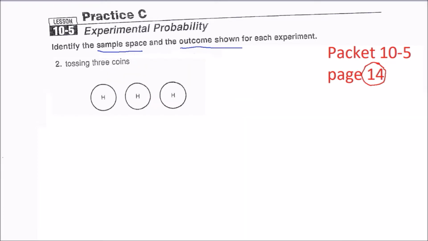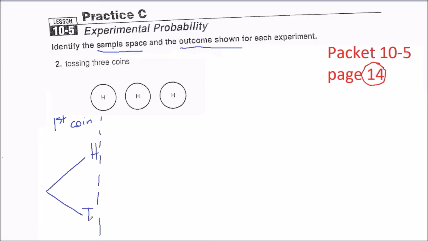Here for number 2 is same thing as number 1. We're identifying the sample space and the outcome shown. Tossing 3 coins. This will be a little bit nicer to do a complete full tree diagram than number 1 was. So we'd have the first coin. If I break it up individually, first coin has 2 options. It could be heads or it could be tails.